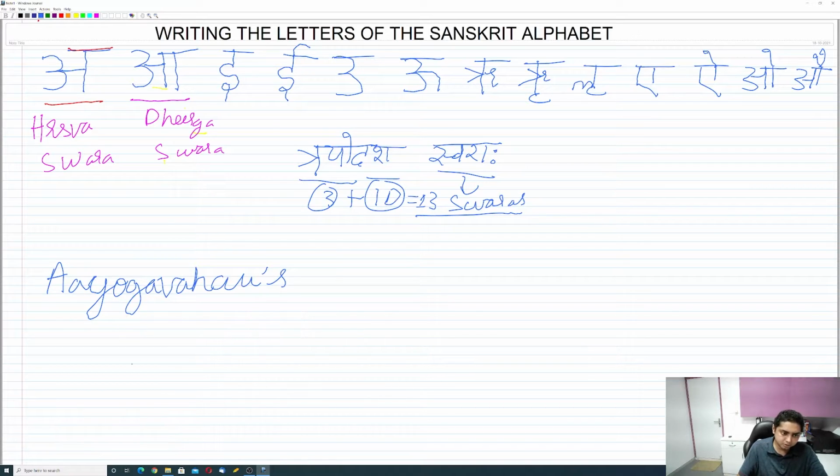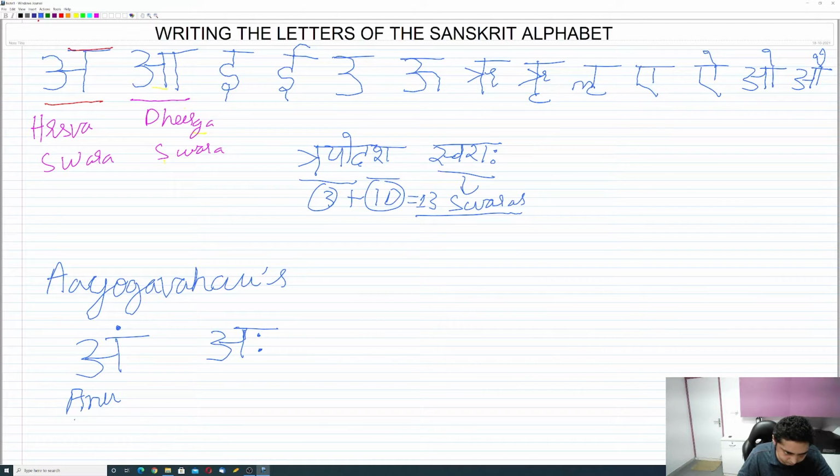The Ayogavahas, there are 2 letters in this category. One is called Anuswara, and the other, Aha, is called Visarga. So this is called Anuswara, this is called Visarga.